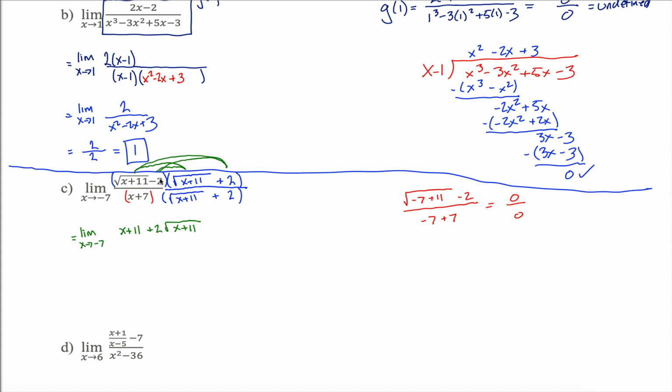For the I in FOIL, I'm going to multiply this negative 2 and this square root of x plus 11, and that gives me negative 2 times the square root of x plus 11. And then finally, the L in FOIL is this negative 2 times this positive 2, which gives me negative 4. I thought you said this was going to simplify really nicely. Yeah, it does. Just like we saw in the previous section when we multiplied something by its conjugate, the O and the I in FOIL are almost the exact same, just one is positive and one is negative. Oh yeah, that makes sense.